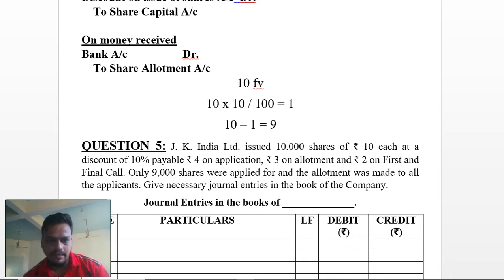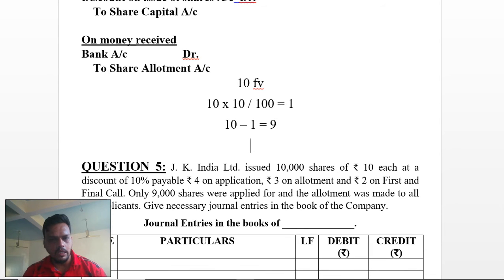Now, it has said that 9,000 shares were applied for and the allotment was made to all the applicants. As in the beginning of the chapter, I told you that for allotment there should be 90% subscription. So here it is 90% subscription because 10,000 shares were being issued where 90% shares have been applied. So you can go with the allotment also. It has been mentioned that give the necessary journal entries in the following company. So you have to calculate 9 rupees now.